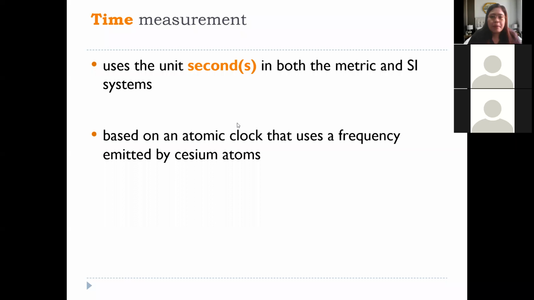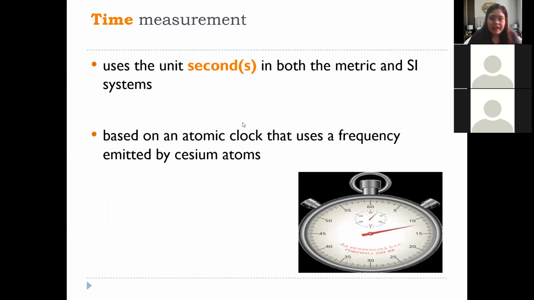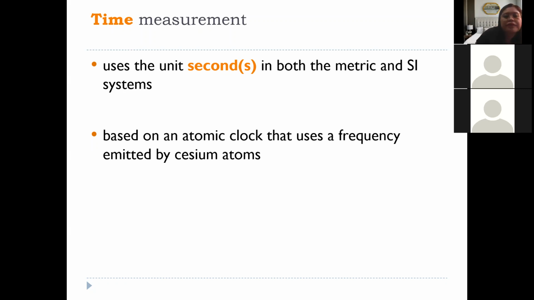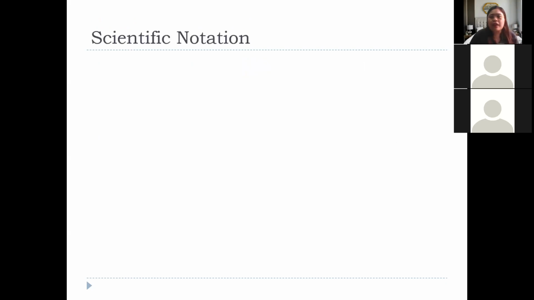It is still just second. So this is measured using an atomic clock, and the atomic clock uses a frequency emitted by cesium atoms. That's how they defined the second, and that's how they measure the second also. Again, they used an atomic clock that uses a frequency emitted by cesium atoms. Okay, so let us continue.